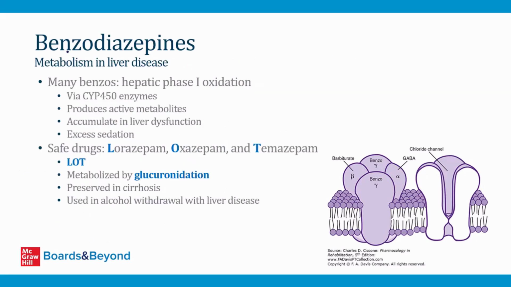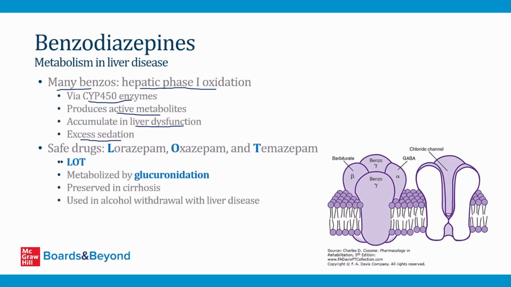Another thing to know about benzodiazepines is that they're metabolized in the liver, and many of these drugs go through what's called hepatic phase 1 oxidation, which is a type of drug metabolism I talk about in detail in videos in the pharmacology section. It involves cytochrome P450 enzymes, and it produces active metabolites. And those active metabolites can accumulate in patients with liver dysfunction, and this can lead to excess sedation. So using benzos in patients who have chronic liver disease or advanced liver disease can lead to excessive effects.